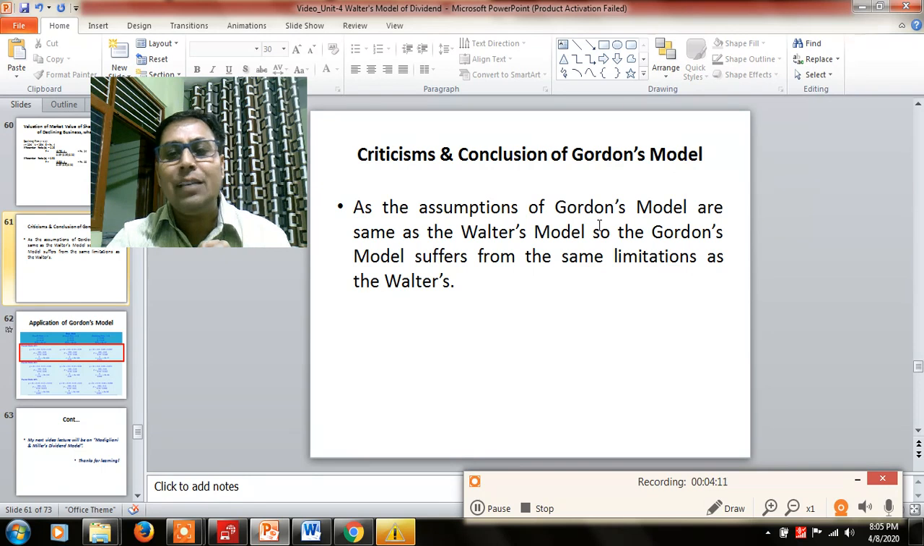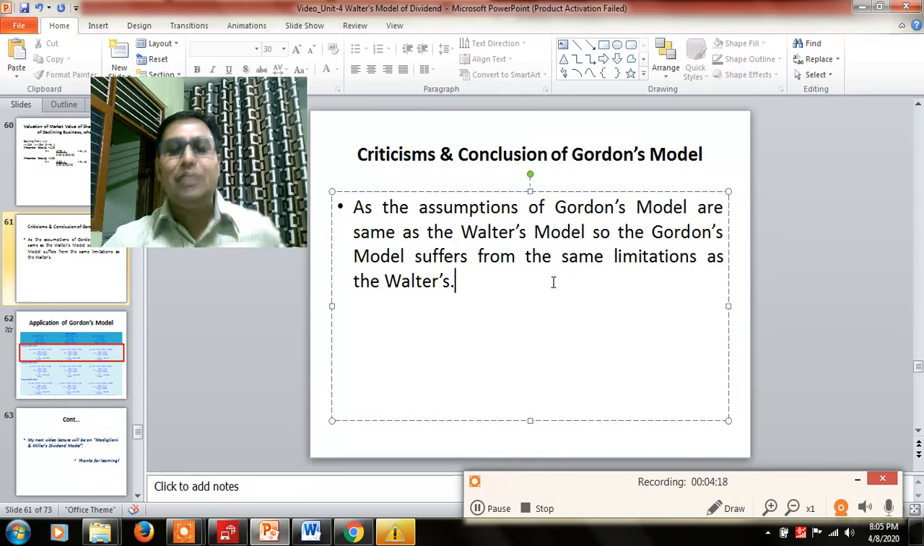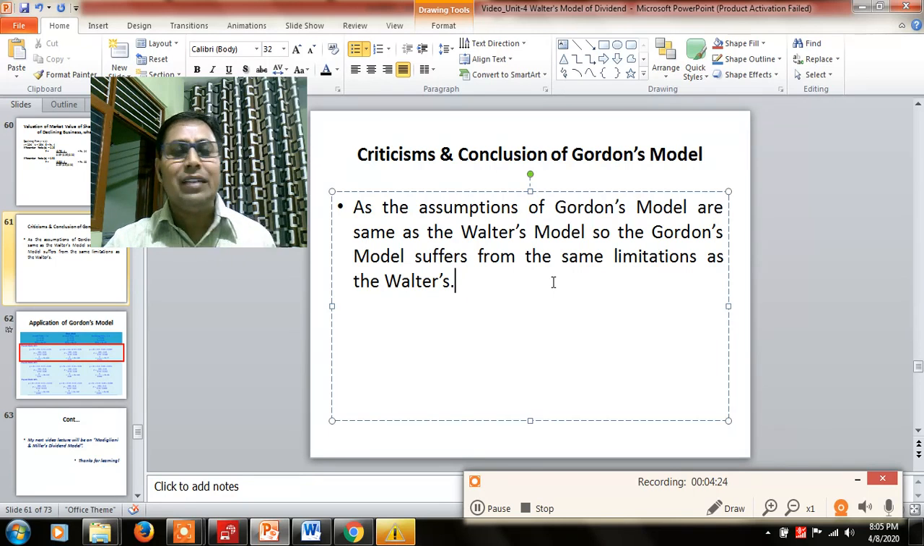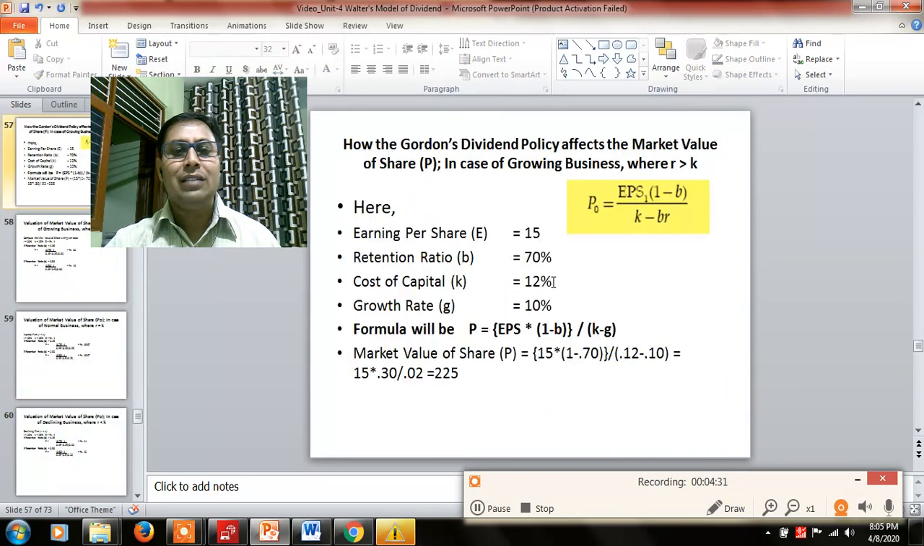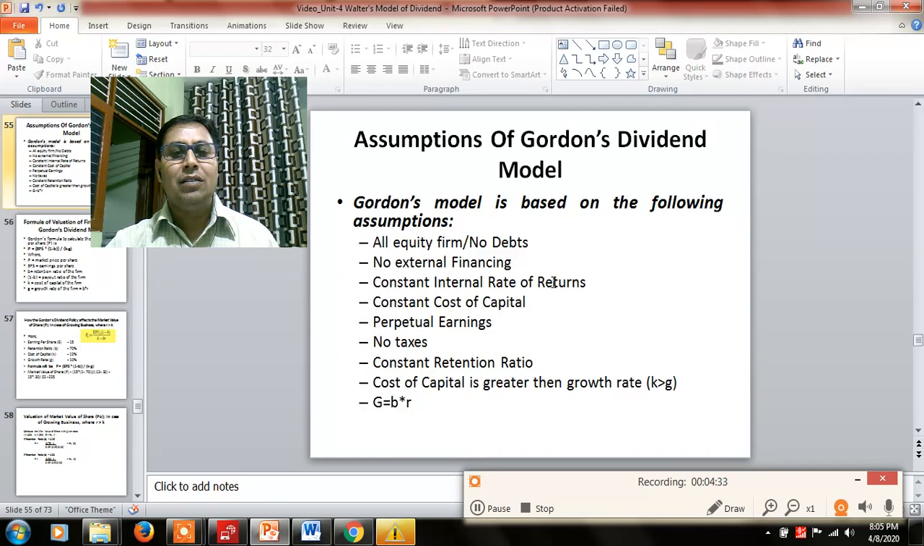So we can say with confidence that Gordon's model suffers from the same limitations as the Walter one, because the Walter model has suffered from different kinds of criticism over its assumptions: it has no external financing, there are no taxes, and everything is constant, like the return and the cost of capital.